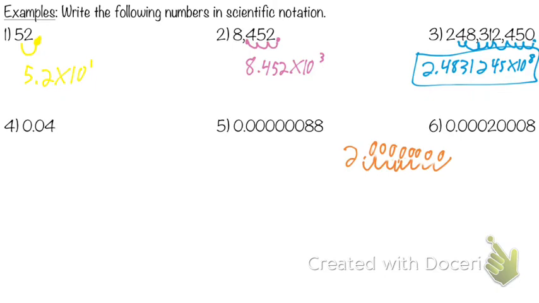So the trailing 0 we don't actually need there, because we'd assume there's a 0 there. Any questions on number 3? All right, on number 4.